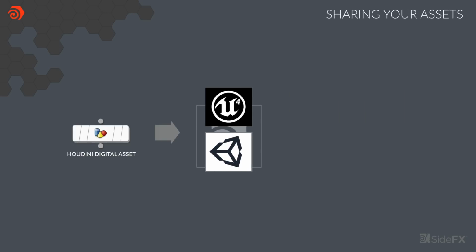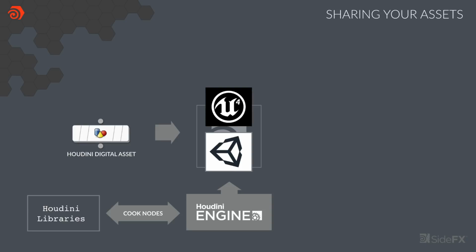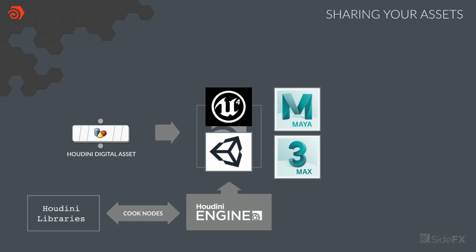or Unity? Well, in order to do that, what Side Effects created was something called the Houdini Engine. And the Houdini Engine is a plugin for these applications. And if you open a digital asset into these applications, Houdini Engine will kick in and cook the nodes. Basically, go through the node, figure out the solution, and deliver the results back to the host application. And then if you manipulate any of the sliders, it will also recook it and bring it back into the host application. You can also do it with other applications like Maya or 3D Studio Max.